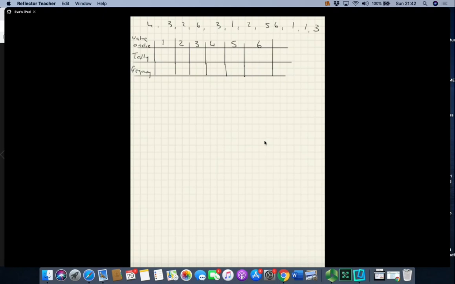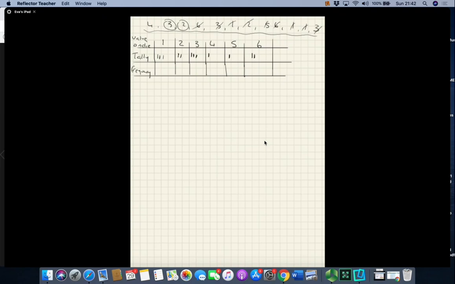So when it says tally up here, when I see the number 4, I put a 1 in here. The number 3 here, I put a 1 in here. Number 2, I have another one. Number 6 here, and you can cross them off as you go along. 3 gives me another one here. 1 goes here. 2 goes here. 5 goes here. 6 gives me another one. 1, 1, 3. So it stops you having to count up how many 1s and 3s and 6s are in it.